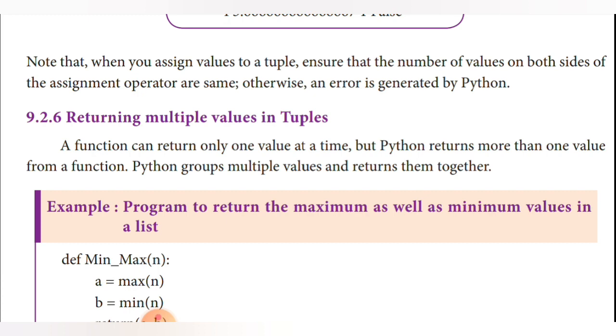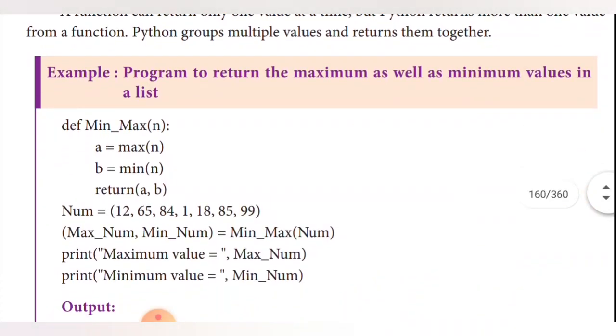Now you can see this example program, finding the maximum as well as the minimum value in a list. We are going to write a program to find the maximum and minimum number from the list. A list is nothing but a collection of data. We have more than one number, and from those numbers we are going to find which one is the minimum and which one is the maximum.